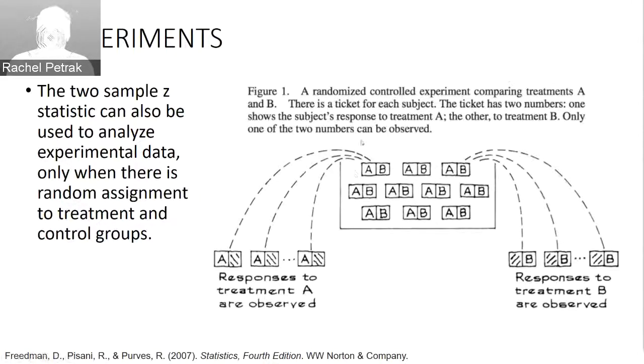You can conceive of that idea as a box where there's a ticket for each subject, and the ticket has two numbers: their response to treatment A, and their response to treatment B. So it's got both on there, but you can only observe one of the two numbers. You observe them through the assignment to groups. I know this is kind of a funny way to think of it. You might be thinking, don't they get the treatment after they're assigned to the group or the control? Sure, yeah, that happens, but this is a theoretical way of conceiving of the population box.